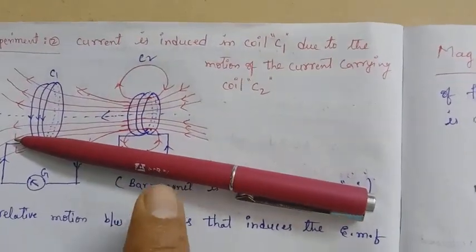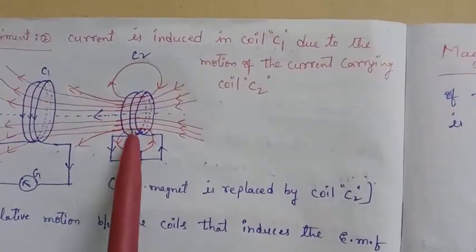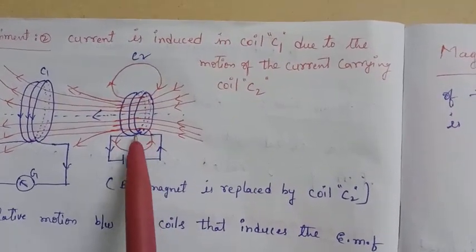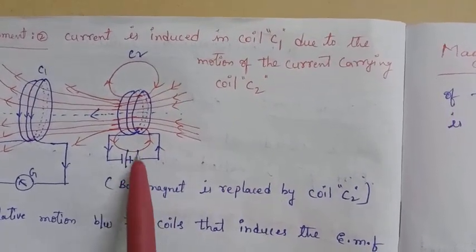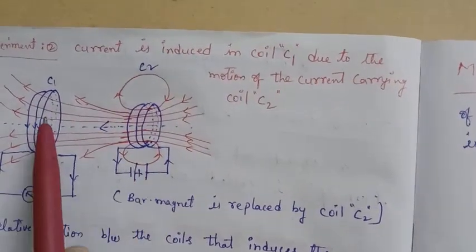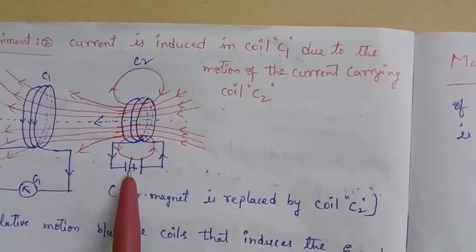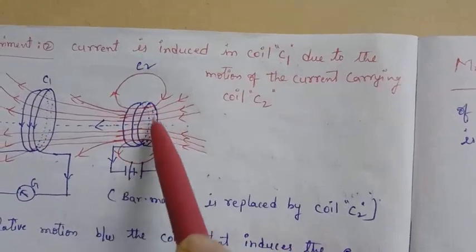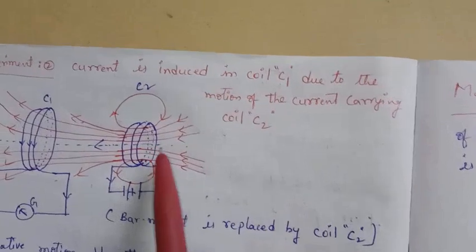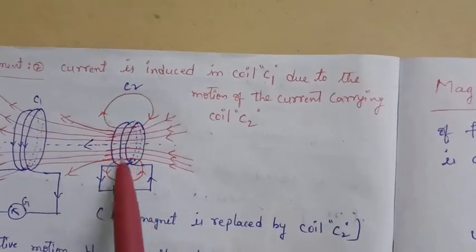You already learned this in the previous chapter. So what I am taking is also a bar magnet. The two ends of this circular coil are connected to a battery, so coil C2 is connected to a battery, but coil C1 is connected to a galvanometer. When it is connected to a battery, current flows like this, and at that time a magnetic field is induced along the axial line.